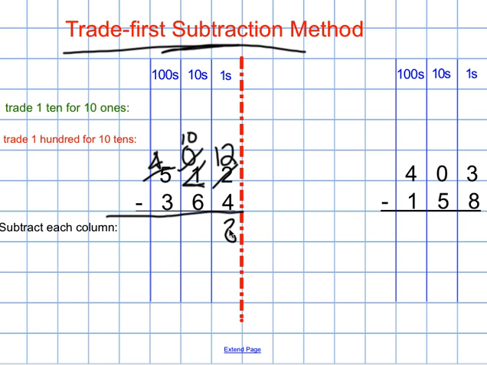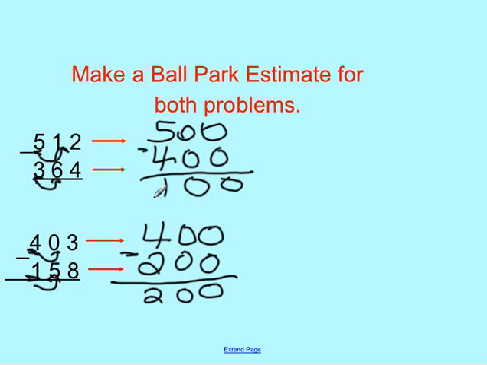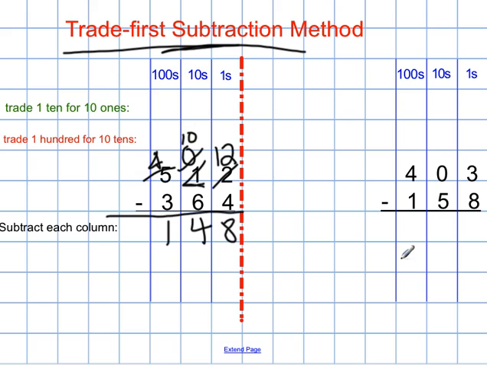And using your knowledge of your subtraction facts, 12 subtract 4 is 8, 10 subtract 6 is 4. And then 4 subtract 3 is 1. So we have an actual answer of 148. And when we went back to our ballpark estimate, we wanted the answer to be somewhere in the hundreds, and it is. It's 148. Well, let's look at this next one.